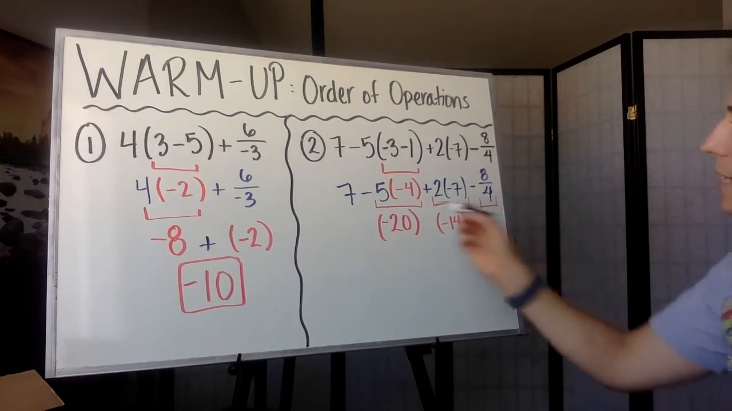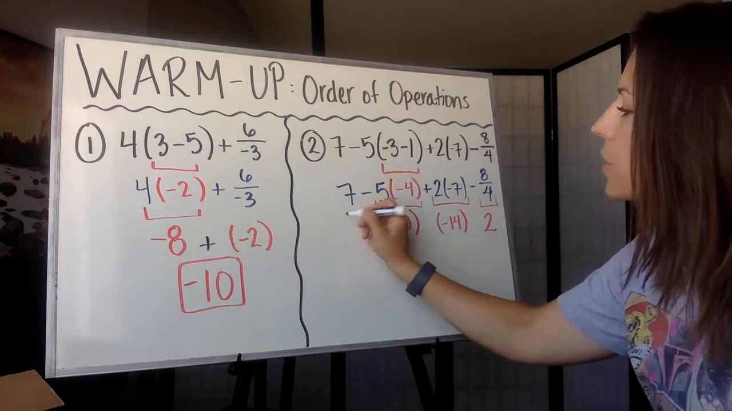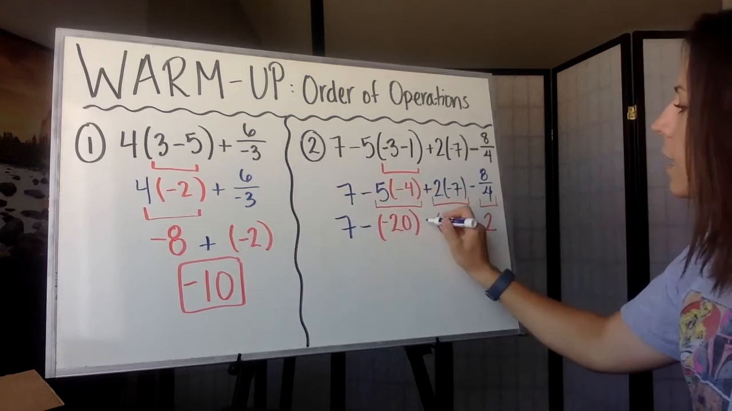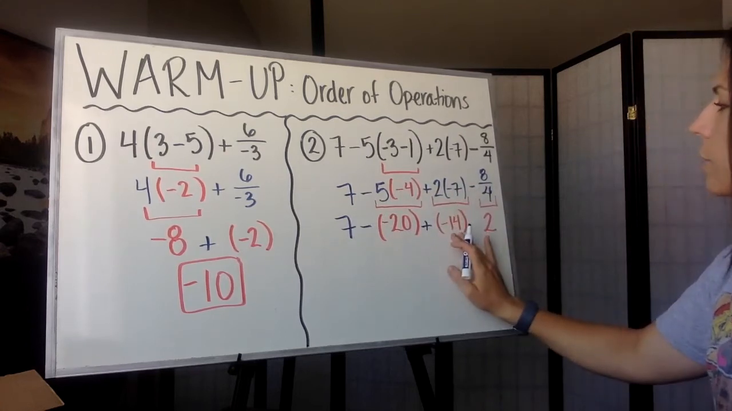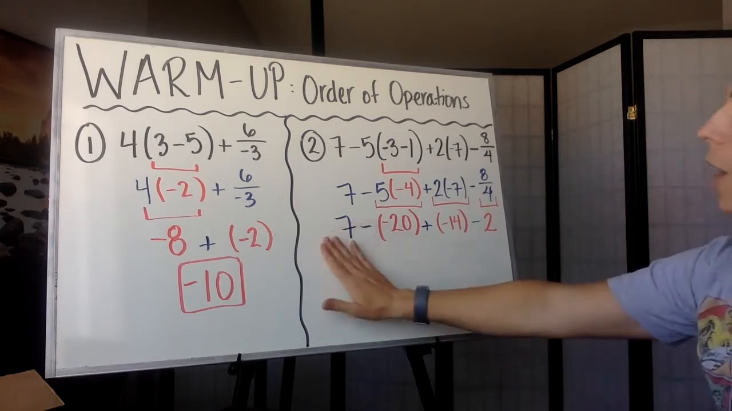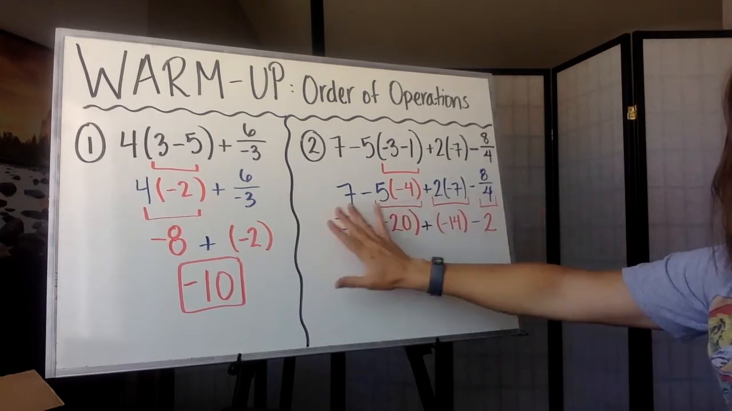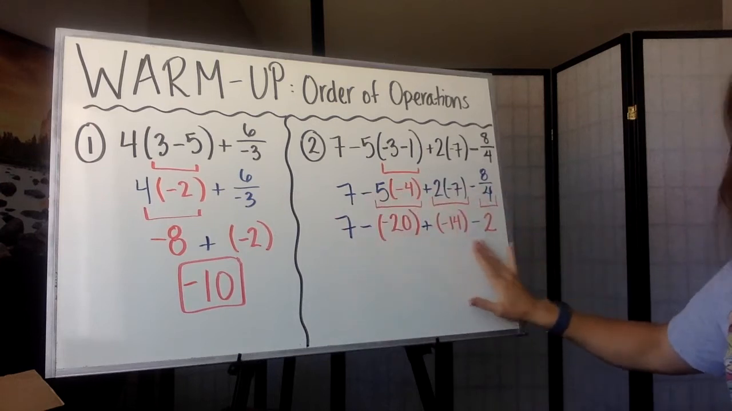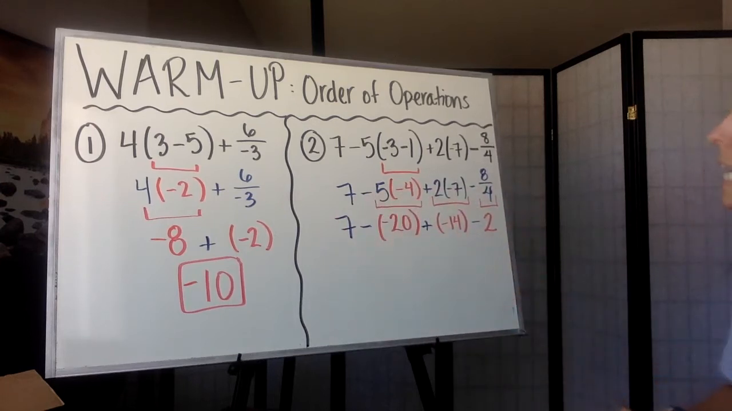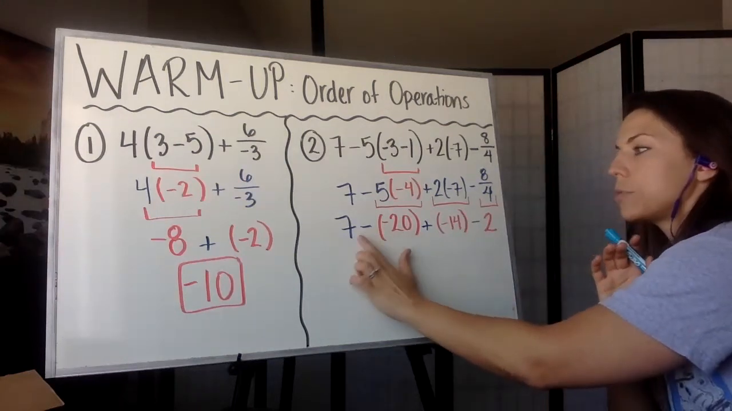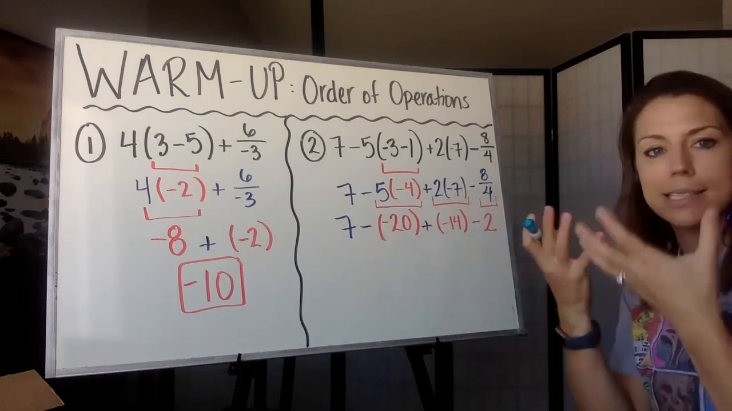Now I'm going to bring down the rest of the expression. So now the expression is 7 minus -20 plus -14 minus 2. Notice how I no longer have any multiplication, I no longer have any division, and I no longer have any groups. I'm just left with individual integers. Now there's something here that I don't like to see. I don't really like to see this subtracting a negative because that to me doesn't make sense.